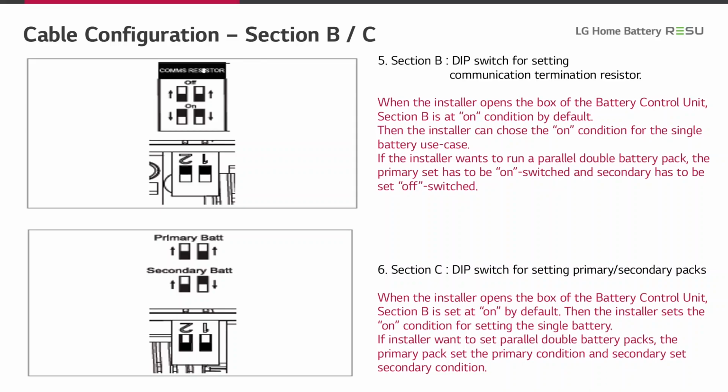The second picture on the left side shows Section C, dip switch for setting primary secondary packs. When the installer opens the box of the battery control unit, Section C is set at on by default. Then the installer sets the on condition for setting the single battery. If installer wants to set parallel double battery packs, the primary pack sets the primary condition and secondary the secondary condition.